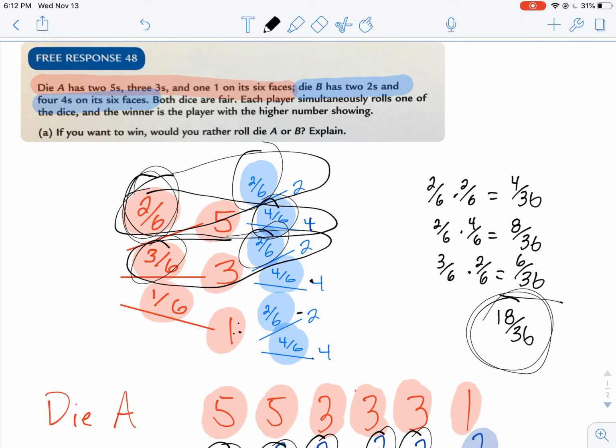So ultimately, it doesn't matter which one you choose. Either one has the same probability of winning. So if you want to win, which would you choose? Doesn't matter. Same probability for either of them. Hopefully this helps you solving this problem.